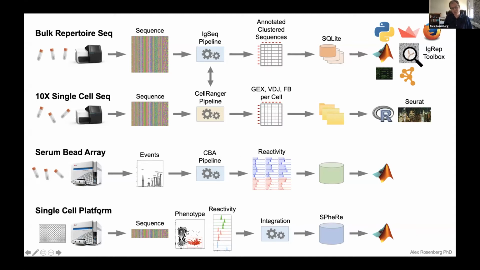Also, we're working on a cytometric serum bead array, which is a way that we can rapidly profile multiple serum reactivities to different proteins, and this has relevance, especially for COVID responses. And finally, we're also working on a single cell platform, which is a plate-based index sort assay with flow, where we determine the phenotype and reactivity of individual cells, but can also sequence the B-cell receptors. And we're working on a pipeline to integrate that into a database called Sphere, for sequence phenotype and reactivity. So today I'm going to talk about number 1 and number 3.